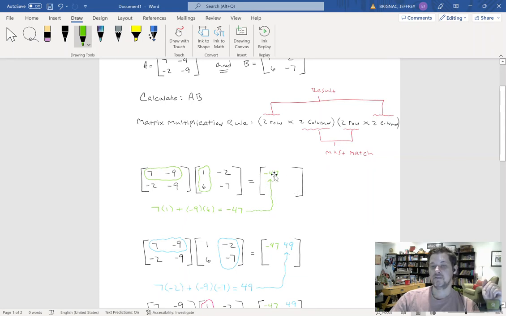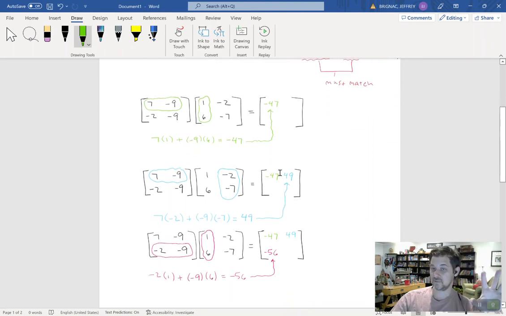Okay, and the way I get the first entry in the first row, first column, is I take these numbers circled in green, the first row of this one, times these numbers here, the first column in the second matrix, also circled in green, and I combine them in this particular way. I do 7 times 1 plus negative 9 times 6. So you see there's a pattern to that. All right, and if I do that, I get negative 47. So there's your first entry in row 1, column 1.